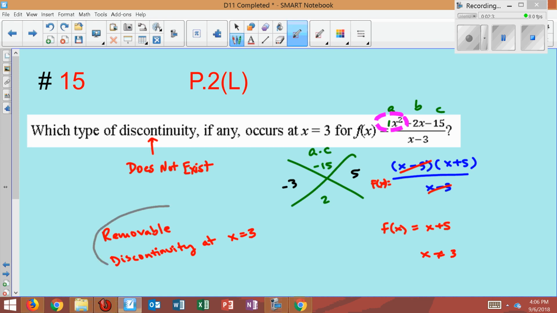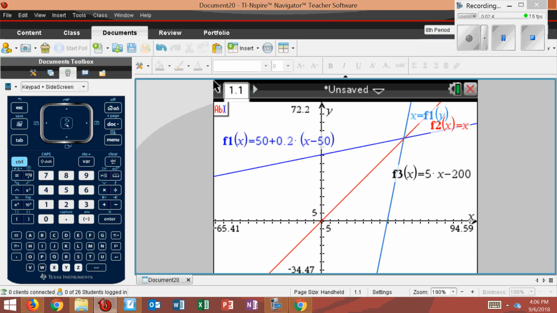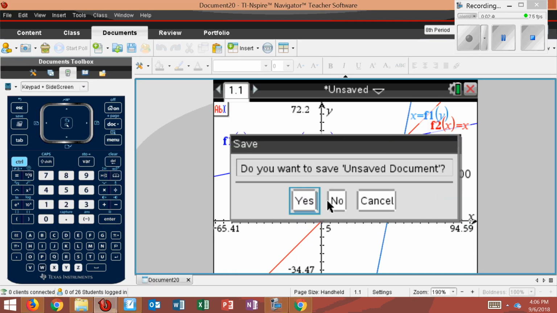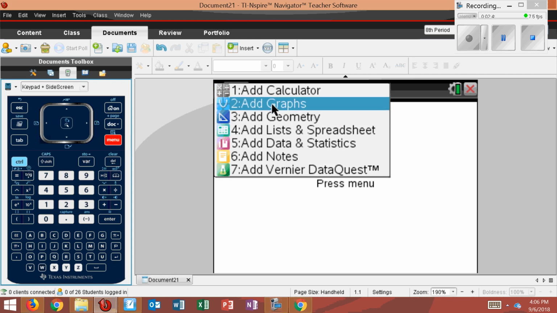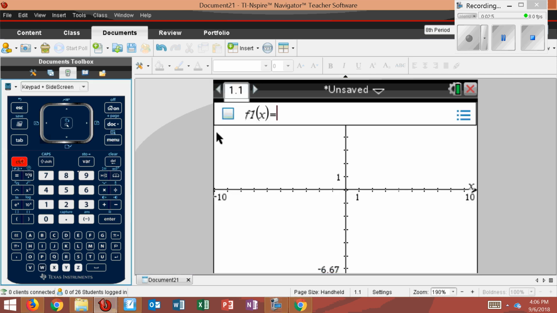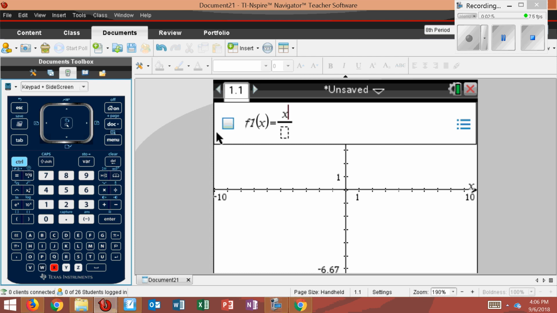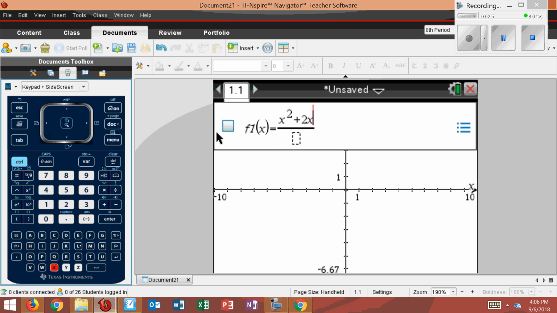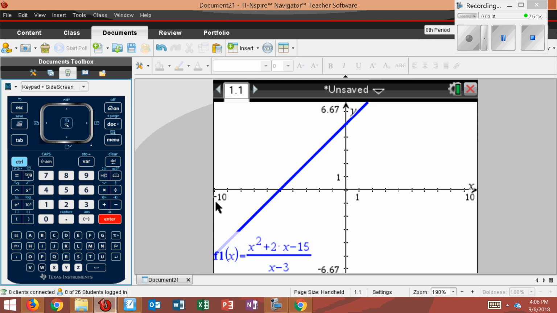Now let's check this in the graph. If it's removable, we should not be able to see it. It's almost like when the calculator graphs it, it graphs it so fast it'll remove it. Let's check. So I go over here, and on my graph, in the numerator, we had x squared plus 2x minus 15, and this is over x minus 3. Okay, graph, and it looks just like the equation of x plus 5. They look exactly the same.